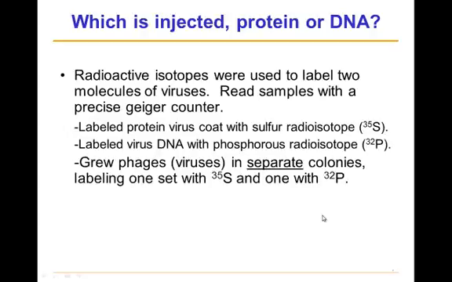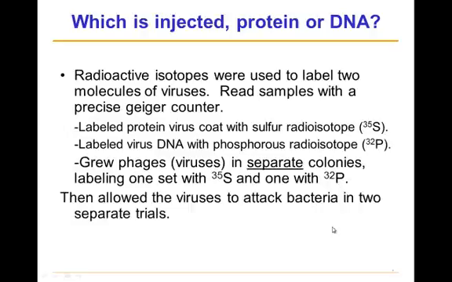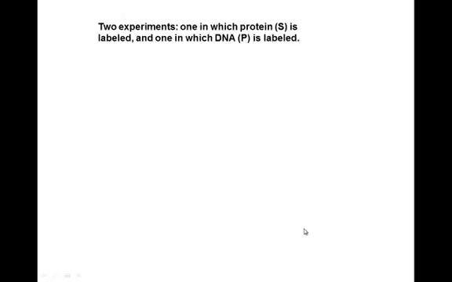And so then they grew their bacteriophages, the viruses, in separate colonies. And one of the colonies had bacteria that had the hot sulfur, and the other colony had phosphorus that was radioactive. And so they could follow this. And so it ended up that the viruses themselves were then labeled with either hot sulfur or hot phosphorus in the 2 separate trials. In one trial, the protein was labeled, and in the other, the DNA was labeled.